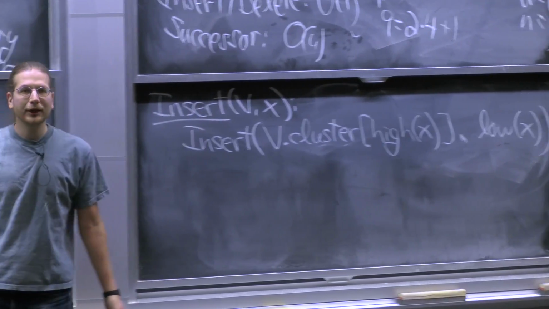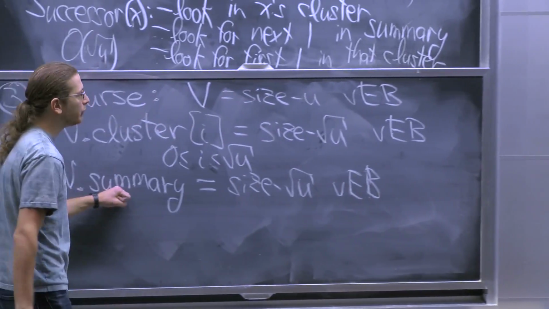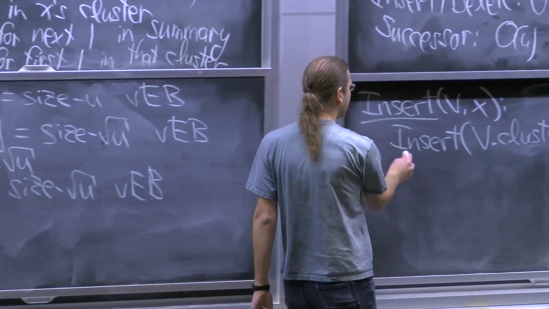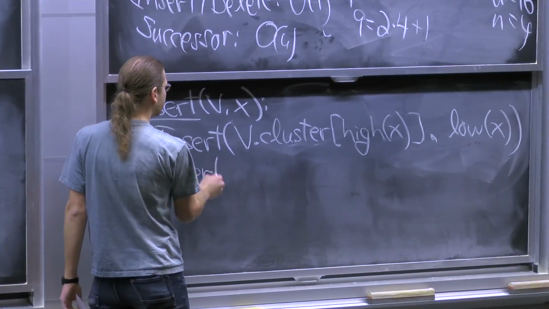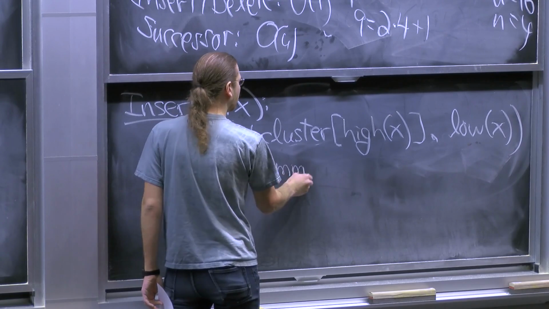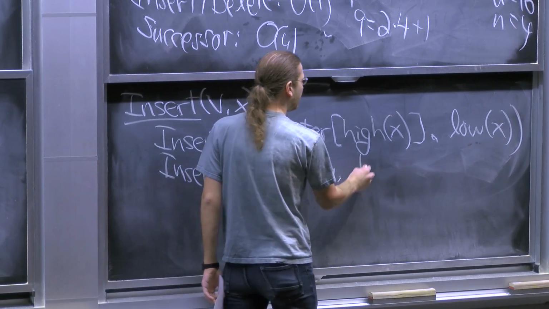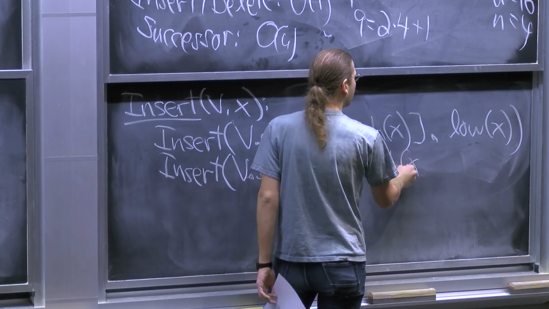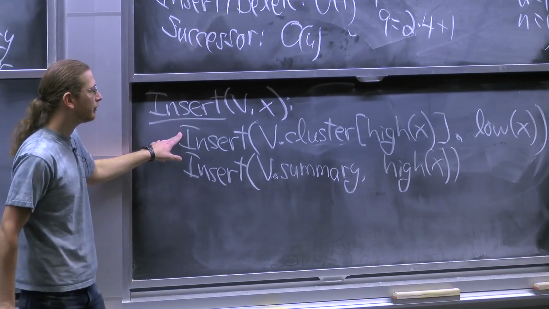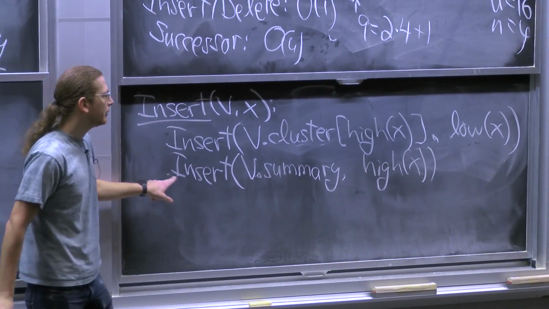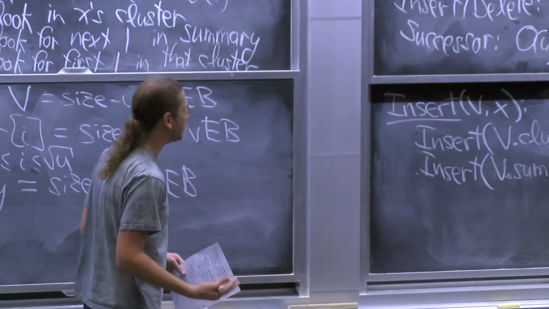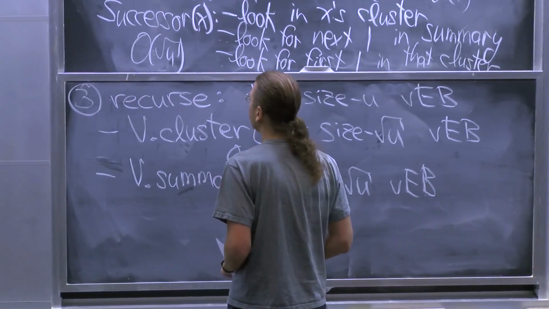But then we have to also update the summary structure. Right? So we need, just in case, maybe it's already there. But in the worst case, it isn't. So we'll just think of that as recursively inserting into V.summary the name of the cluster, which is high of x. High of x is keeping track of which clusters are non-empty. We just inserted something into this cluster, so it's non-empty. We better mark that cluster high of x as non-empty in the summary structure. Why? So we can do successor. So let's move on to successor.